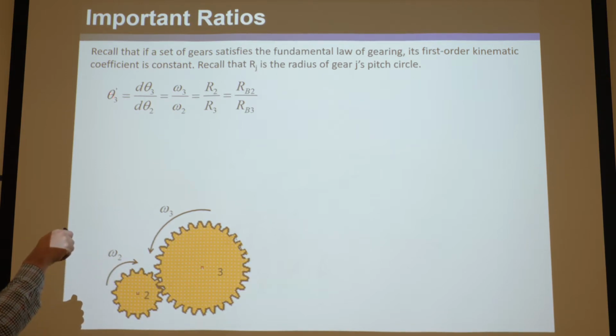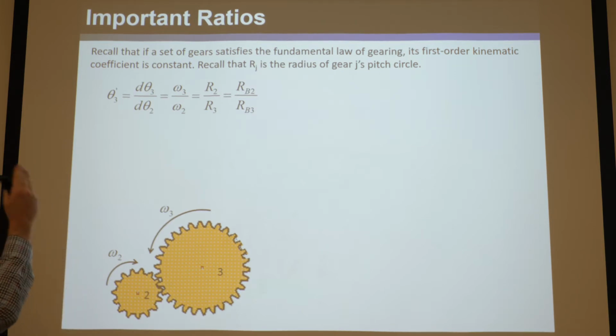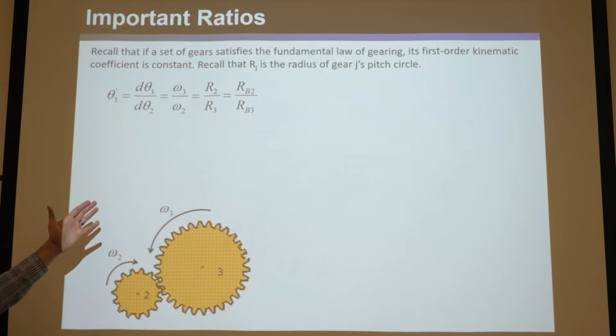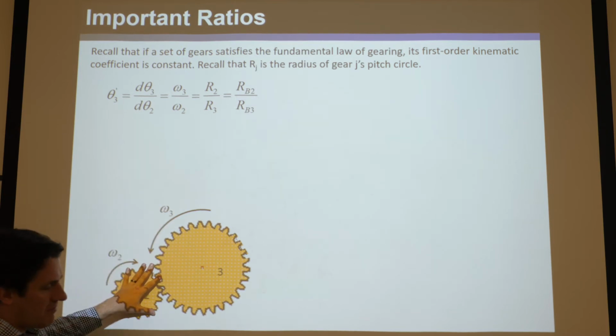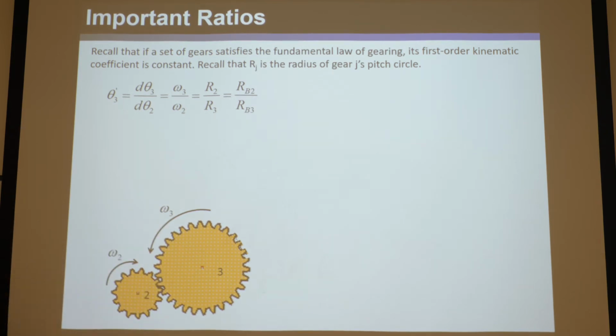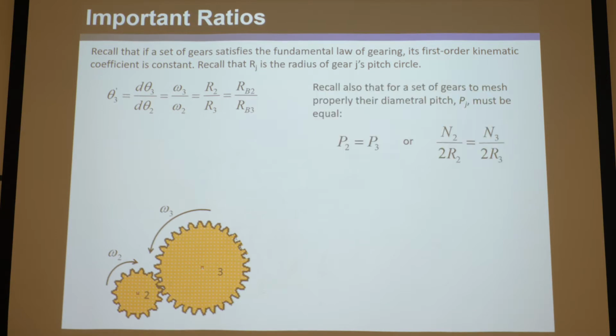So not only does the first order kinematic coefficient equal omega 3 divided by omega 2 and R2 over R3, but it's RB2 divided by RB3. And by that same token, that also equals the diameter of the base and pitch circle divided by the diameter of its mating pitch circle. And it's also the circumference, right? If you multiply both numerator and denominator there by 2 pi, then the circumference, the perimeter of both those circles, will also be the first order kinematic coefficient. Okay, so let's see if we can find other ratios that equal the first order kinematic coefficient.